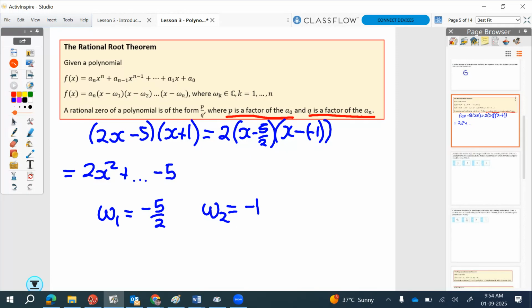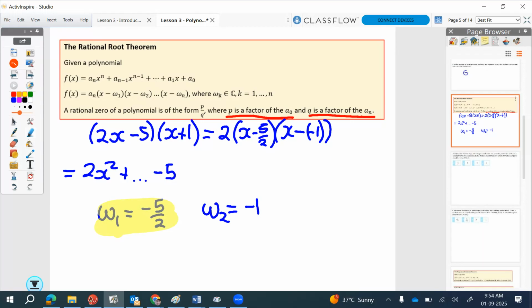We can see it here particularly. You can see that the roots are these two. These are the rational roots. How do these two roots relate to these two numbers? Let's take, for instance, omega 1. Omega 1 is 5 over 2.